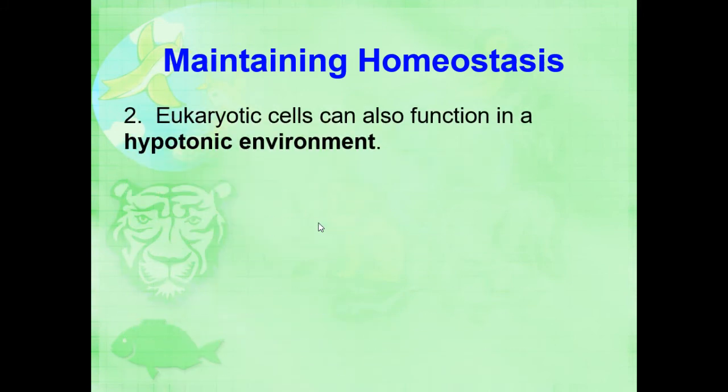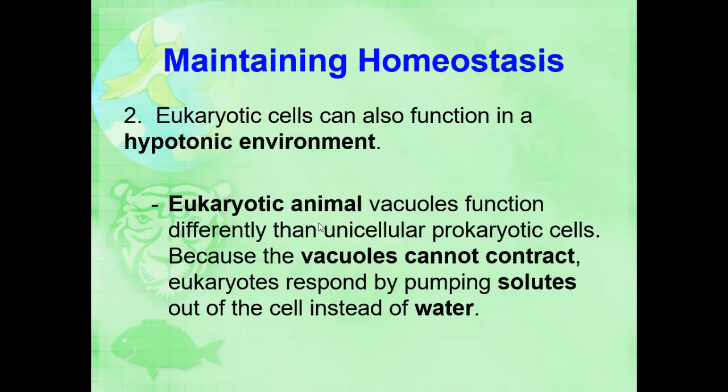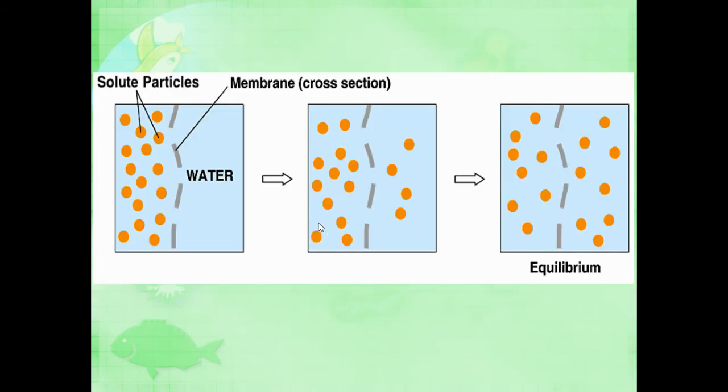Eukaryotic cells can also function in a hypotonic environment, so I'm talking about multicellular organisms like us. Our vacuoles function differently than unicellular prokaryotic cells because our vacuoles cannot contract. They're simply a storage center. So we have to do something a little bit differently. We have to pump solute particles outside of our cell. Water is going to chase the higher solute concentration, so we're going to push little particles out of our cell, and that is going to make the water leave.